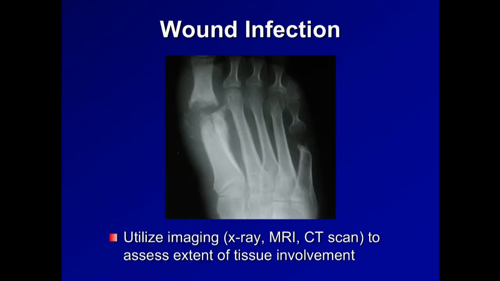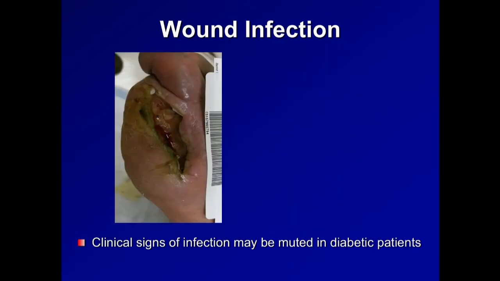Now, wound infection can also be assessed in terms of depth of tissue involvement with a variety of different imaging modalities to assess the extent of involvement. So what's pictured here is a patient who's had a fifth metatarsal head resection in the setting of previous ulceration, now with first metatarsal phalangeal joint osteomyelitis. We also can see that translated into the clinical setting in that diabetic patients have muted signs of infection.